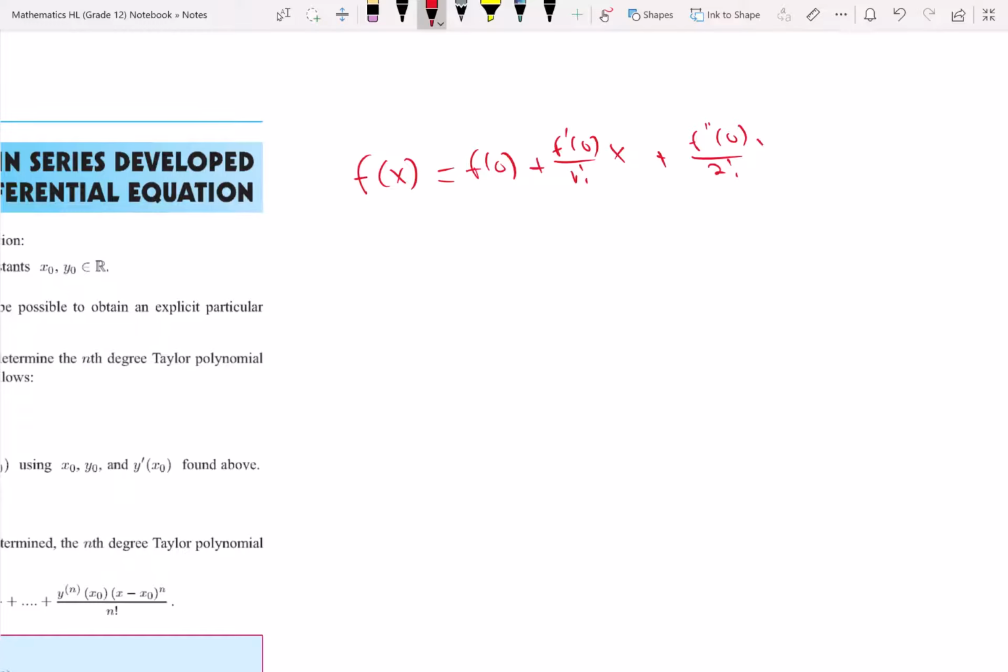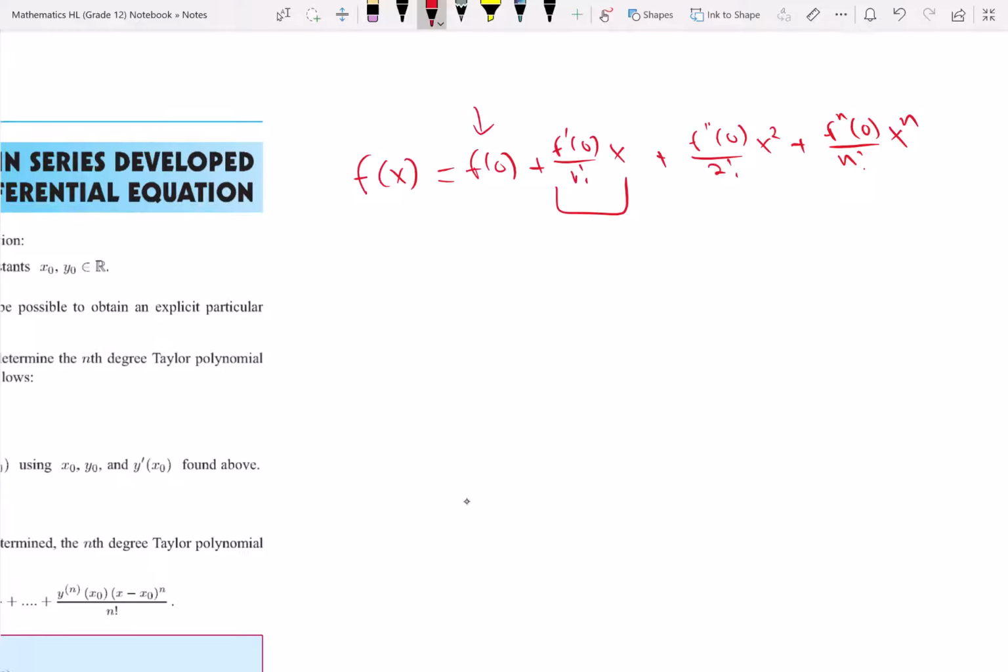In general, you evaluate the nth derivative at 0 over n factorial times x to the n. And you could actually approximate a function using this, right? What we're trying to do is start with this. We're given the derivative, and we're trying to write the function. The only piece I don't know is f of 0, but all the time you're given that starting condition, right?